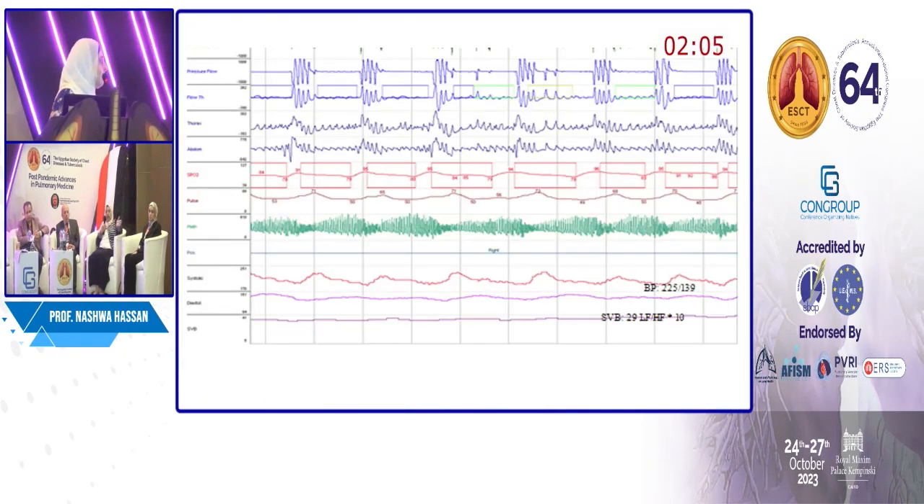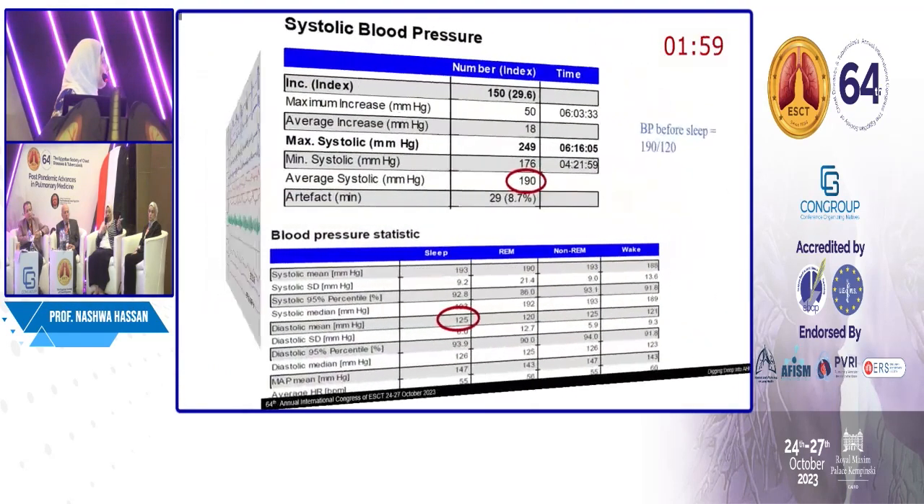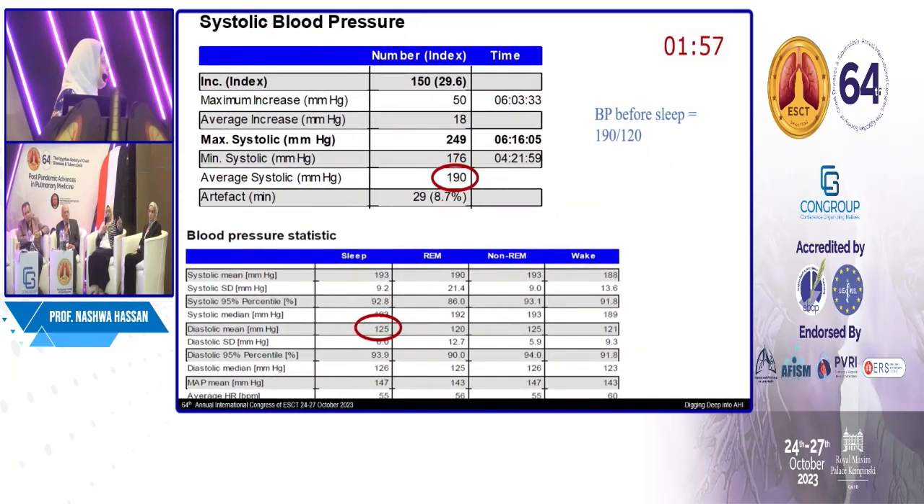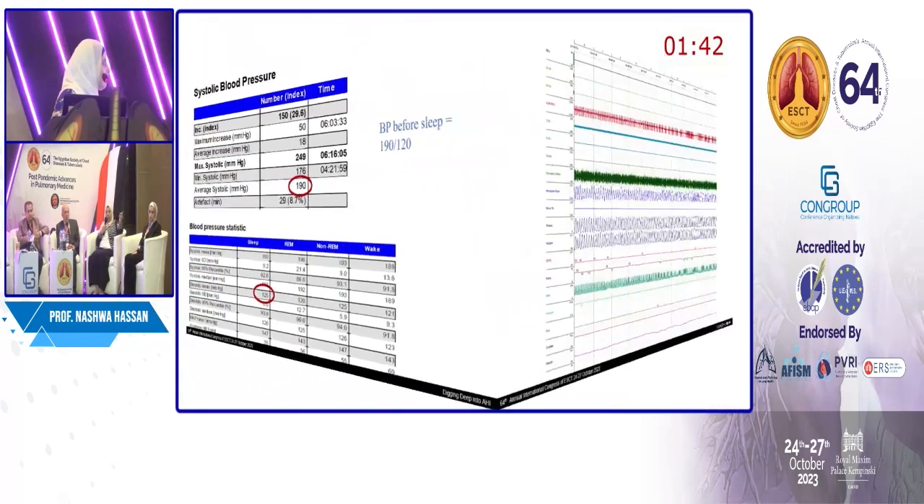This is an epoch of the polysomnography for a patient suffering from sleep apnea. From the report, we can know the average systolic pressure and average diastolic pressure, and compare it to the blood pressure of the patient before sleep. If there's no dipping, this means that the non-dipping phenomenon is present in those patients, and this is correlated to the prognosis of the patient.